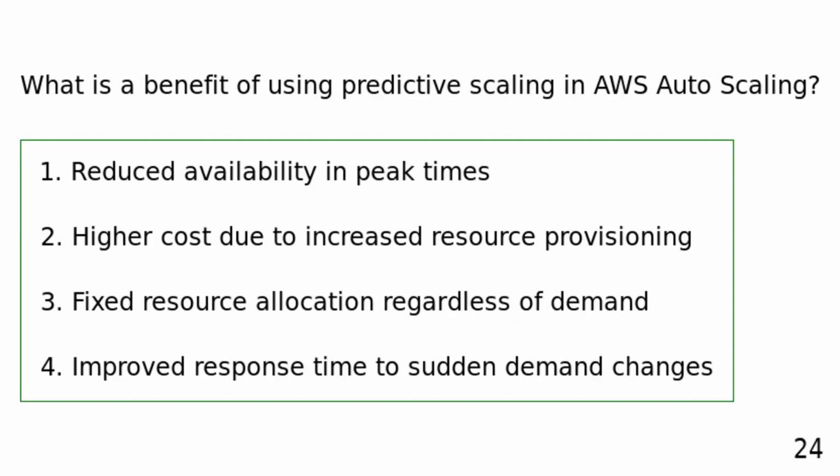What is a benefit of using predictive scaling in AWS Auto Scaling? Reduced availability in peak times. Higher cost due to increased resource provisioning. Fixed resource allocation regardless of demand. Improved response time to sudden demand changes.